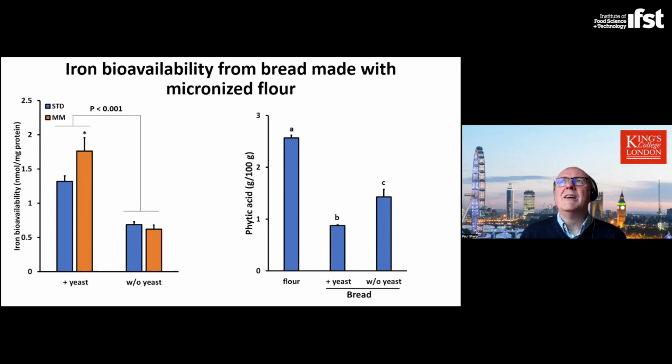So we think a combination of reducing the phytic acid content and breaking open those plant cell walls, they contribute together to increasing the bioavailability of iron from the micromilled flour produced breads.